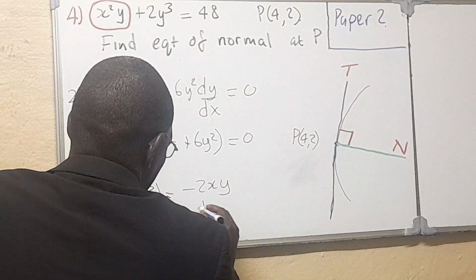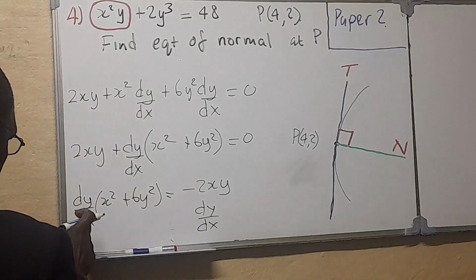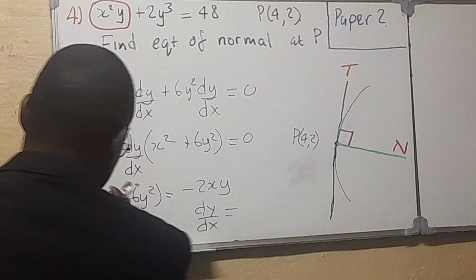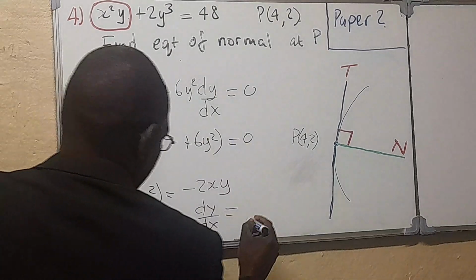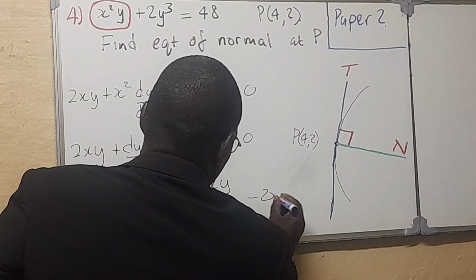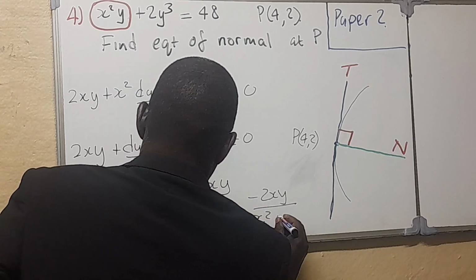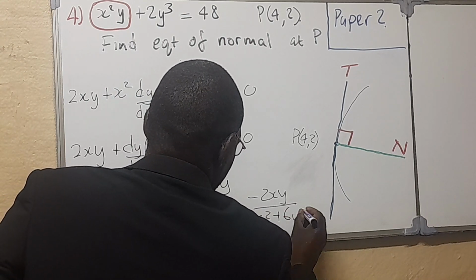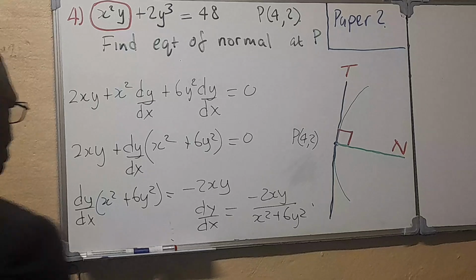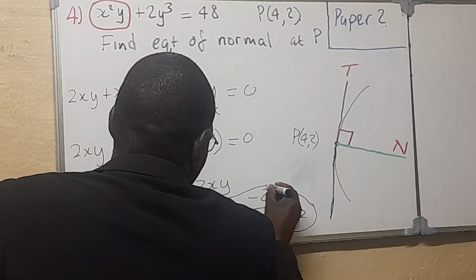So dy/dx, this one there, it remains along this side. Everything is going that side, so it's dividing. So that gives you minus 2xy divided by x squared plus 6y squared. Okay, so now this is our dy/dx.